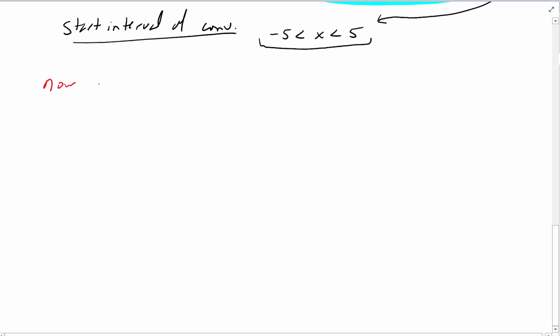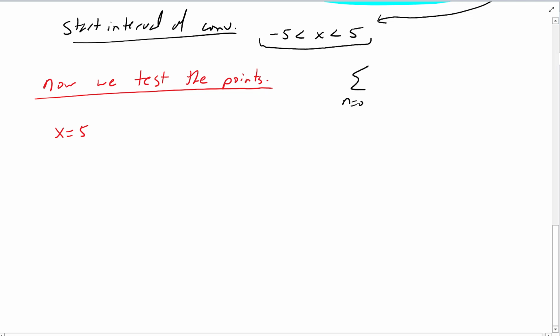And so now we test the endpoints. We have 2 endpoints. Our first one is x equals 5. Now when I say we test the endpoints, what we do is we look back to our summation. I'll just write it here, n equals 0, n, I'm sorry, not n, 5 to the n x to the n over 5 to the n. So here is our series that we're going to test.